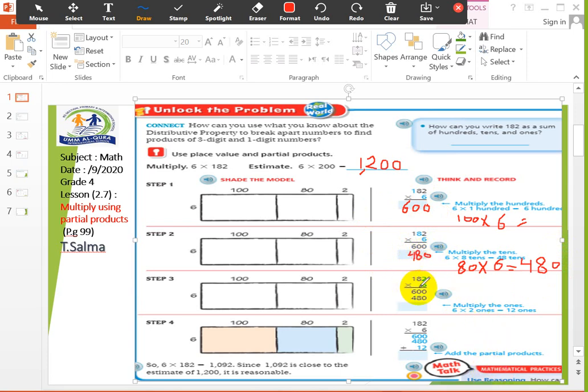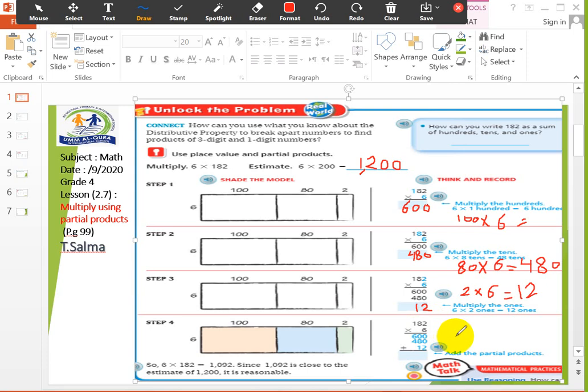Okay. Now the last one. I have the ones digit, and the value of the number in the ones digit equals the same number. The value of the 2 equals 2. That means I want to multiply 6 with 2. 6 multiply 2 equals what? Equals 12. Excellent. So I will order this 12 under the 2 answers right here. So it will be 1 under the tens and 2 under the ones.